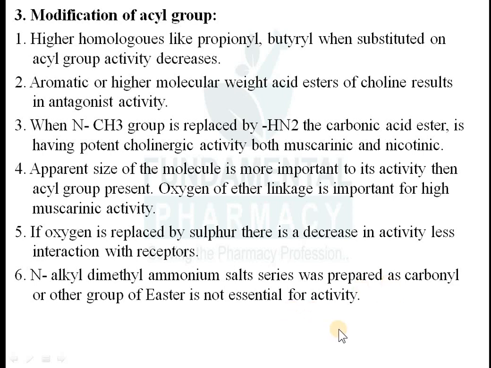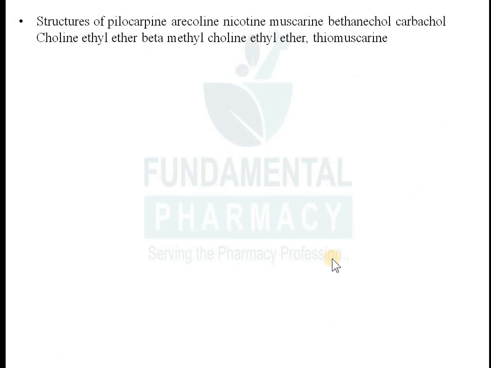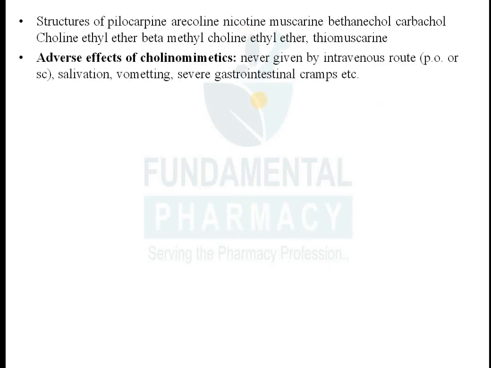Any other modification they make will also change the structure of pilocarpine, arecoline, nicotine, muscarine, bethanechol, carbachol. Half of the structure we have already seen. What are the adverse effects of cholinomimetics? They are just extensions of pharmacological actions, like salivation, vomiting, and severe gastrointestinal cramps.